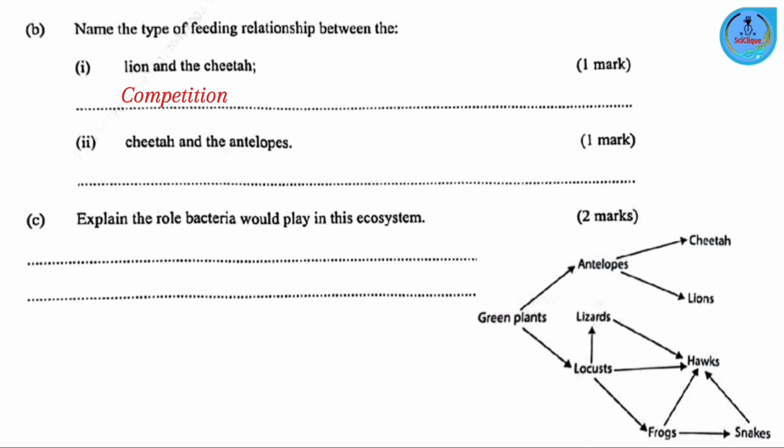So interspecific competition is a type of competition that is found between two organisms that belong to different species, as is in this case. So the lion and cheetah are predators, yes, but they belong to different species. Roman number 2, the cheetah and the antelope. The cheetah is a predator, the antelope is a prey. So the type of feeding relationship is predation.